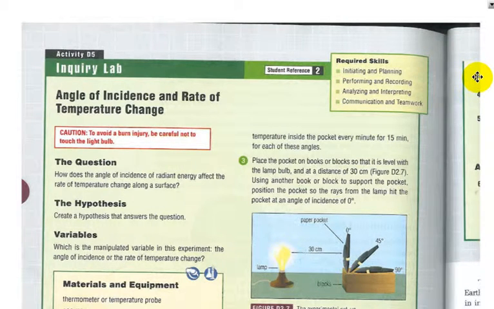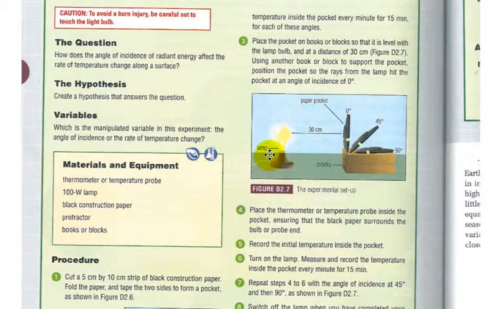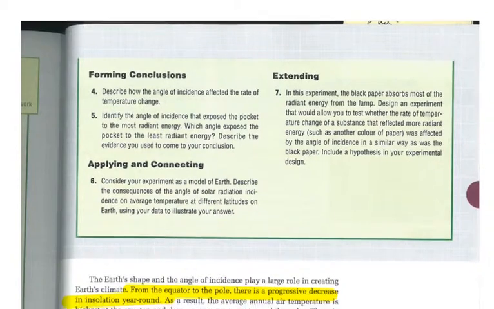So you should have finished the angle of incidence and rate of temperature change lab, in which we adjusted the angle and determined how that affected insolation, or the amount of energy reaching the Earth's surface. Okay, so on the next page here, we'll look at this.